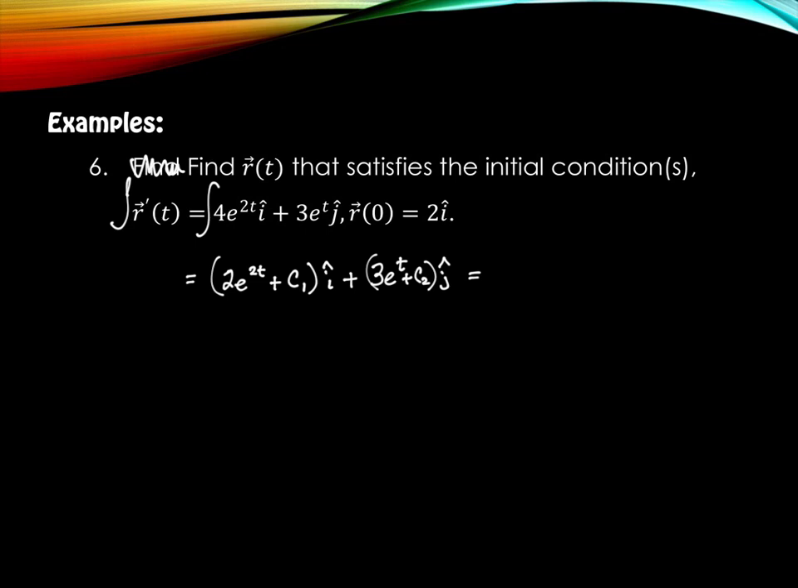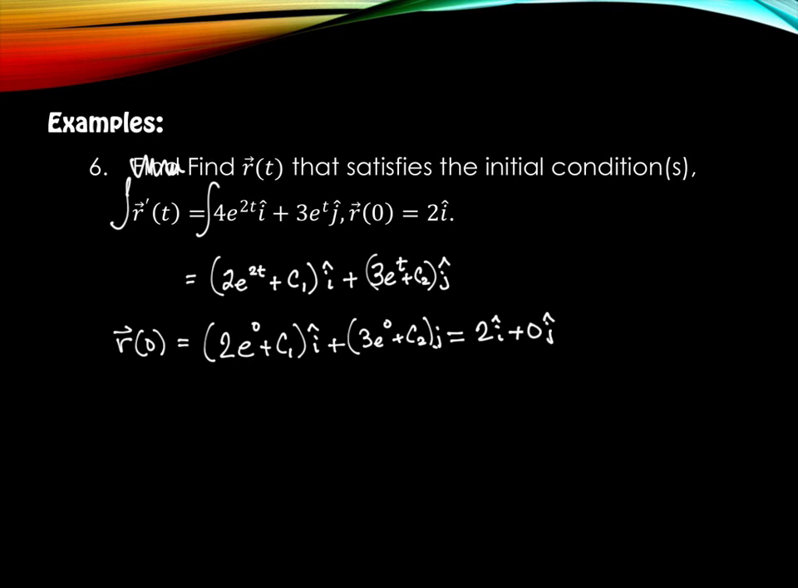It's going to equal 2i when r is 0. That's what I missed out on. I was like, where did that go? So when we have r evaluated at the t value of 0, we get 2e to the 0 plus c1 i plus 3e to the 0 plus c2 j. This is going to equal the vector 2i. And for the sake of what I'm comparing, I'm going to go ahead and write in plus 0j. Okay? So we're trying to figure out what c1 and c2 have to be to make that happen.